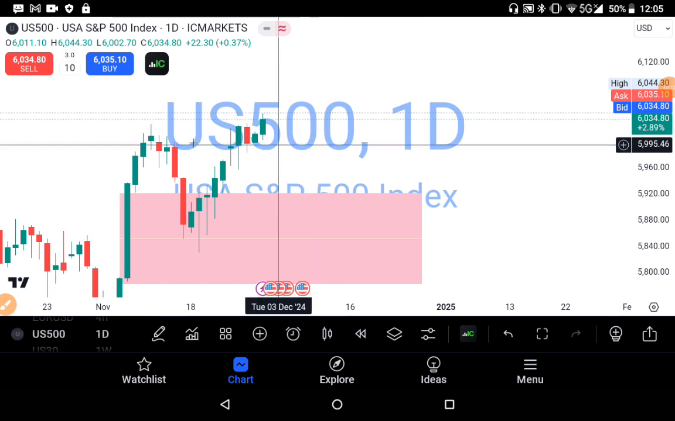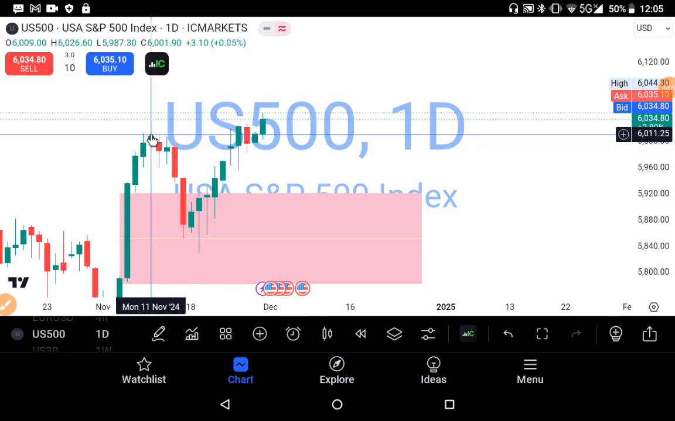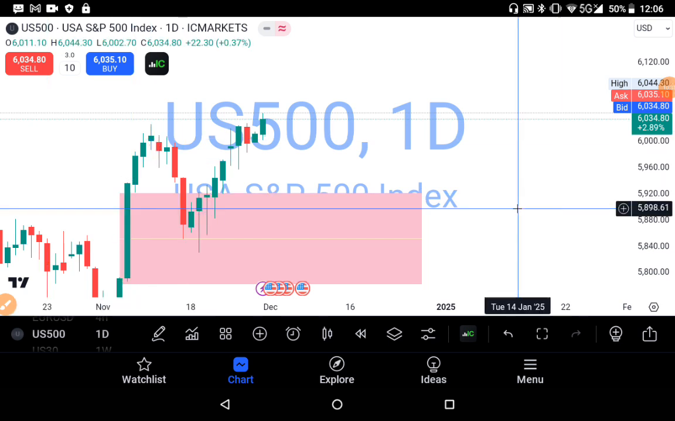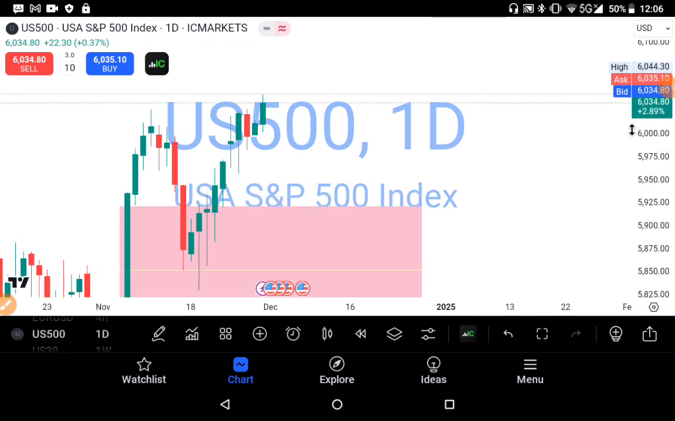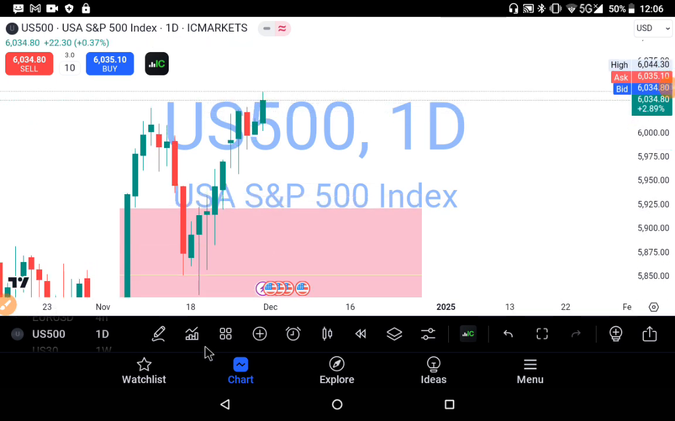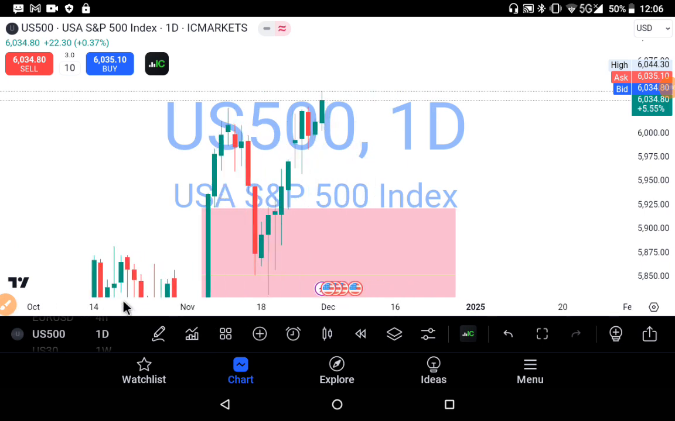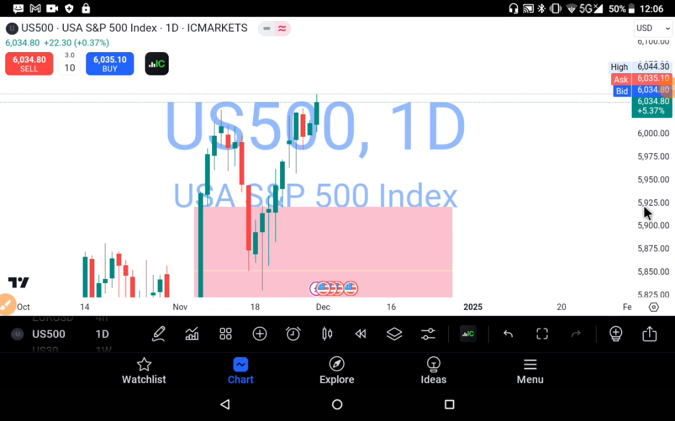6,000 has been taken. And the high of this candle comes in at 6,020 and 26.60. So what will happen next on S&P 500?